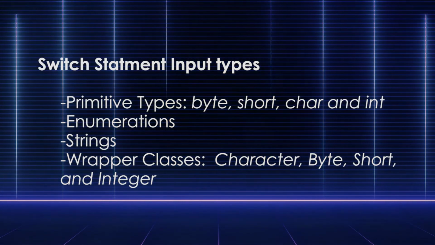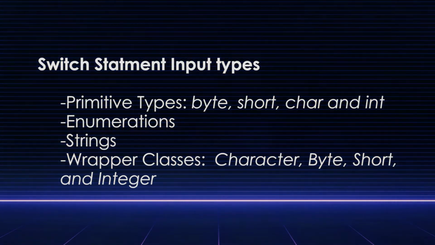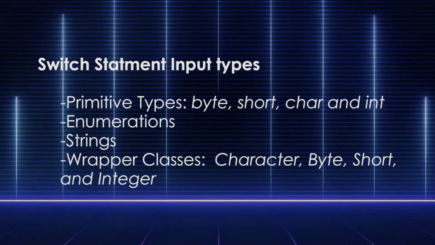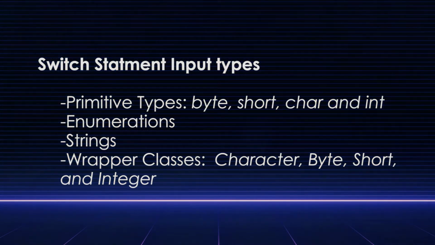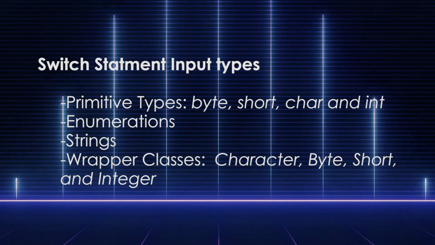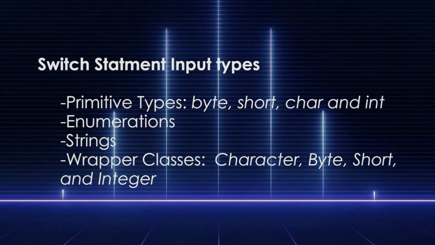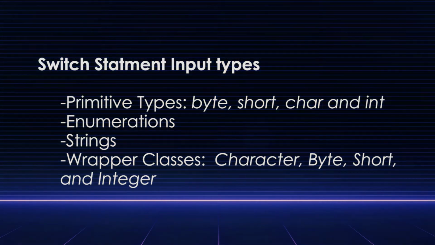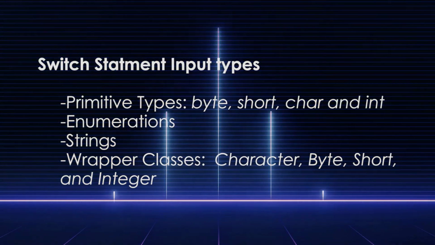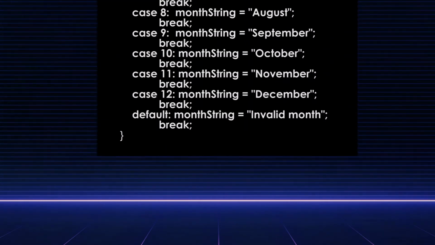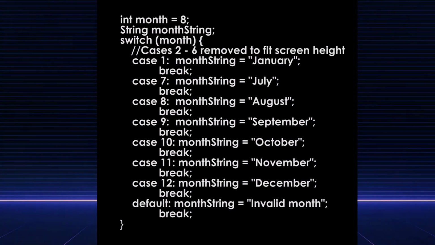A switch statement works with the byte, short, char, and int primitive data types. It also works with enumerated types, the string class, and a few other special classes that wrap primitive types such as character, byte, short, and integer. For simplicity, here is a simple example using an integer input and month values. Each break statement will execute the code before the break, and then when it hits the break, it will exit the switch statement.